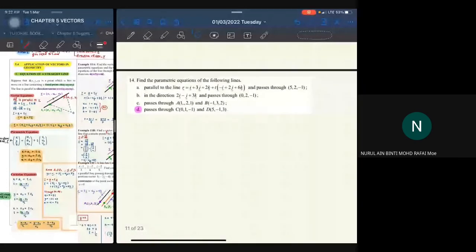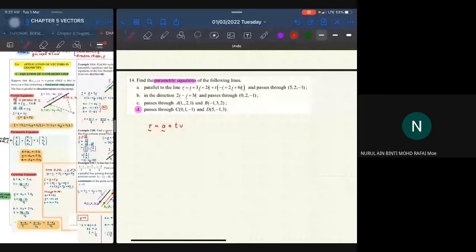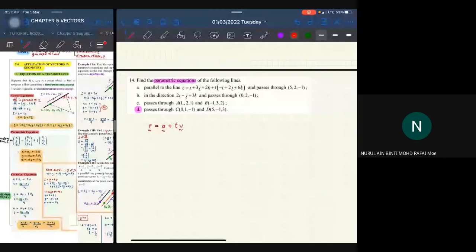Alright, so nombor 14D dia minta kita find the parametric equation. Okay, so sama juga macam vector equation, cuma cara penulisan, bentuk dia sahaja berbeza, but the formula is still the same. It's still r equal to a plus tb. So it's r equal to a plus tb. Like this.